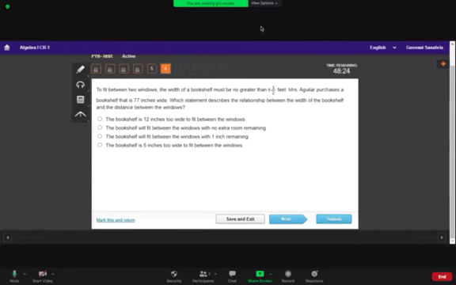I'm going to just say 6.5 feet. That's easier to think about.